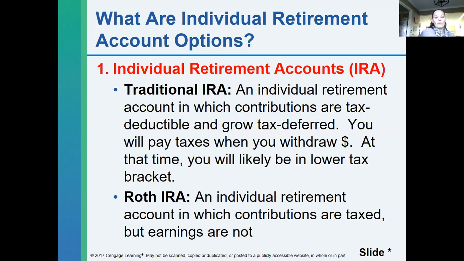Whereas a Roth IRA is an individual retirement account in which contributions are taxed, but earnings are not. So when you get this money, taxes are taken out right away, and then it goes into your IRA, into your account, and it starts earning money, hopefully. And when you pull that money out, you're not going to be taxed again. You already paid the taxes up front.